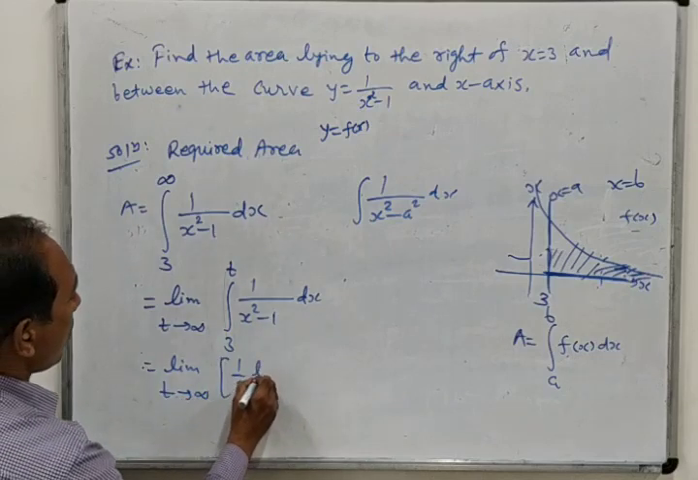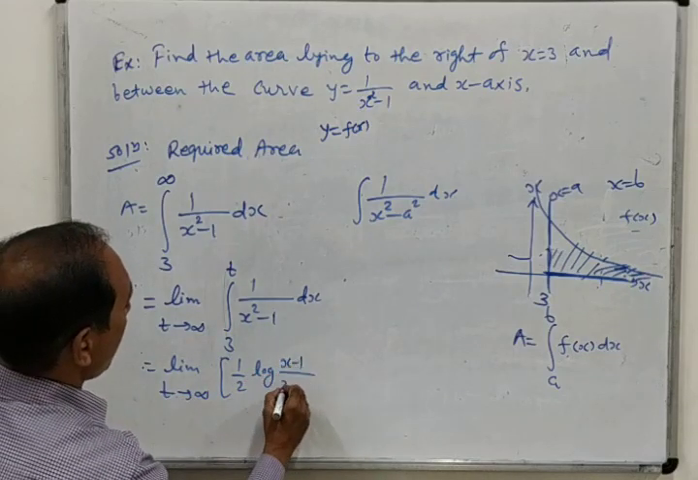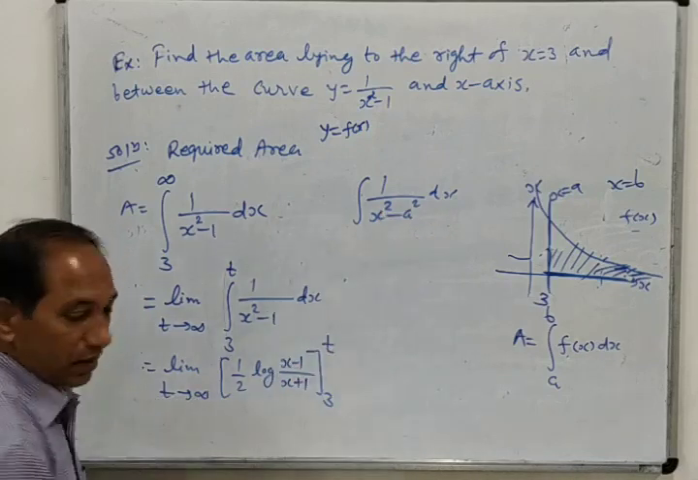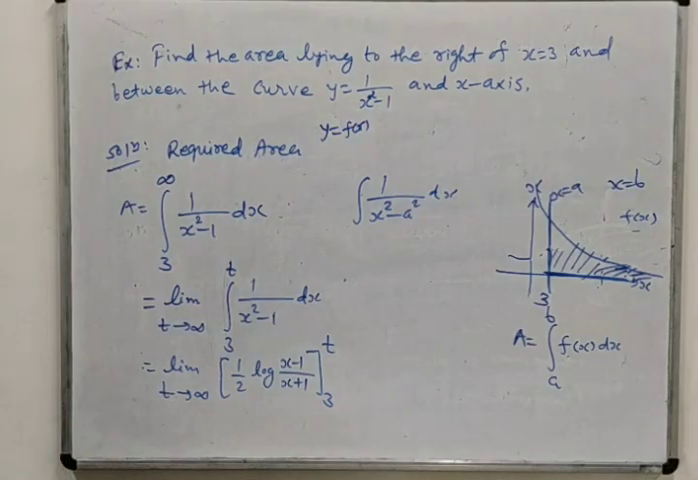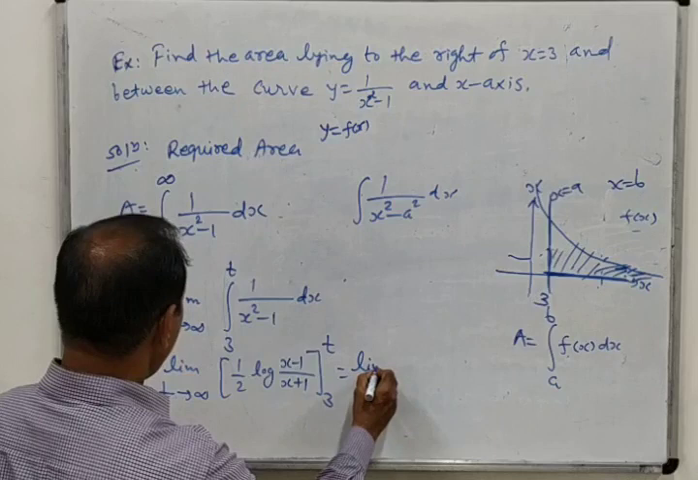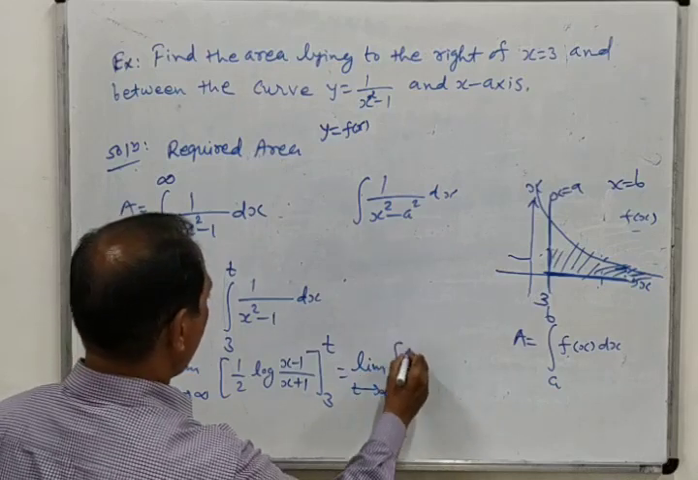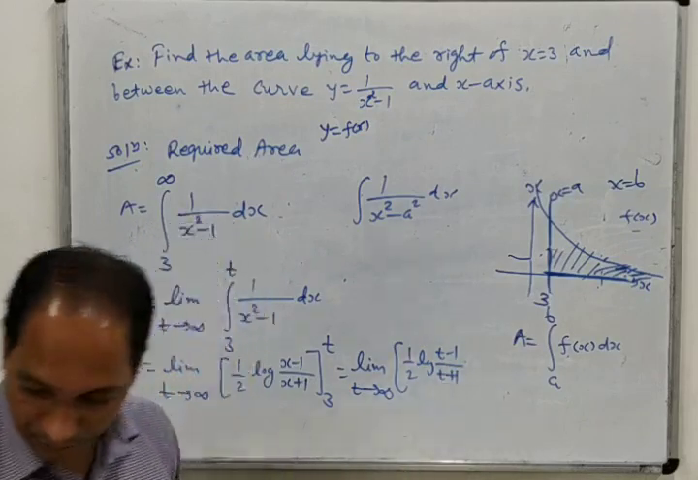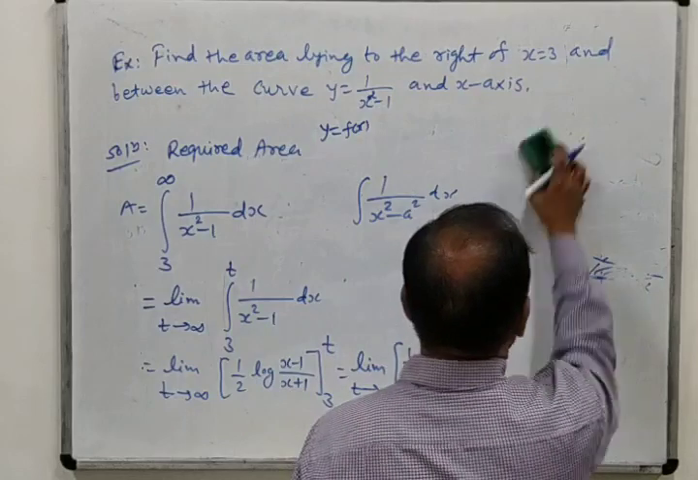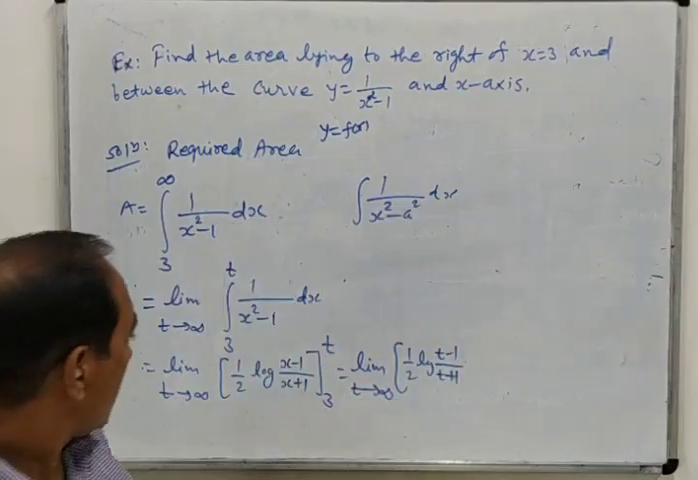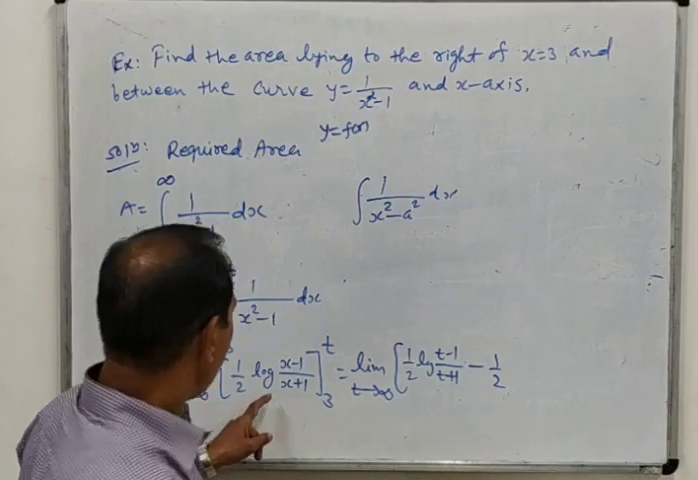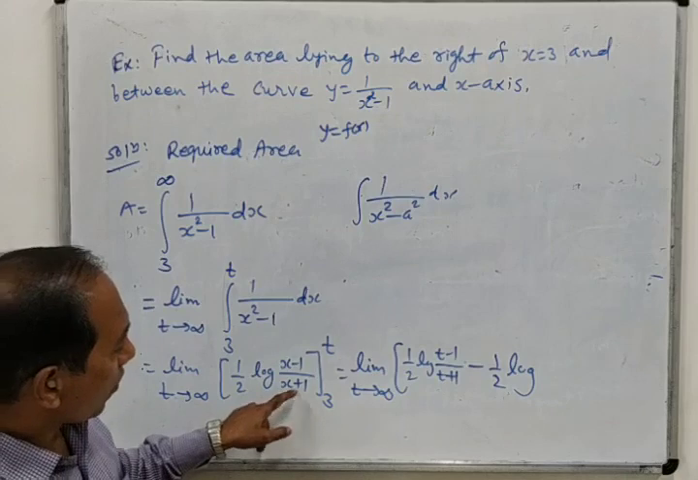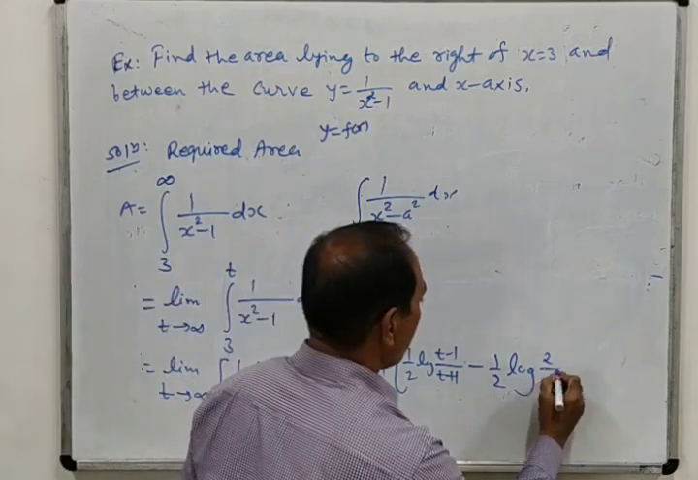The formula for this is 1/2 log of (x minus a) upon (x plus a), evaluated from 3 to t. So this equals the limit as t tends to infinity of 1/2 log of (t minus 1) upon (t plus 1), minus 1/2 log of (3 minus 1) upon (3 plus 1), that is 2 by 4.